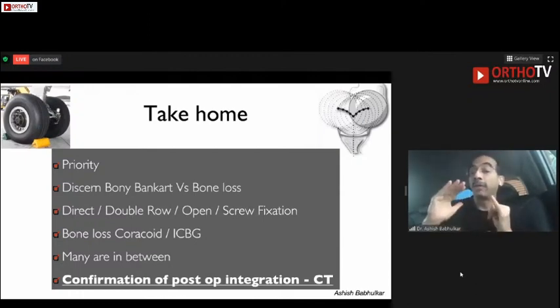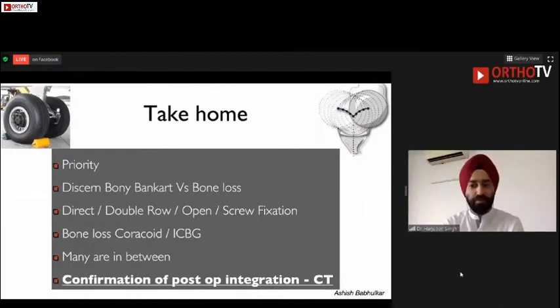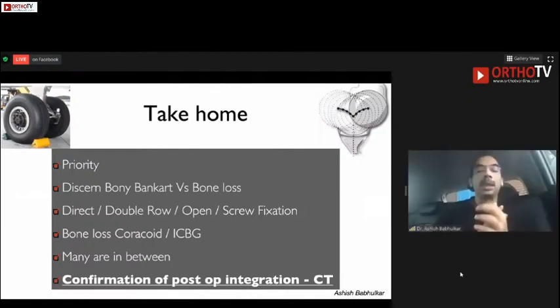So in take home, last slide, bony Bankart to me is a priority. I would treat them. My threshold for operating on them is much lower than a soft-tissue Bankart. You must be able to discern a bony Bankart versus a bone loss. Use whatever technique that suits your practice. It doesn't matter whether you do it open. I would say in my first 10 years of practice, I would do all my bony Bankarts open, because that was a much more robust way of doing it till I honed my skills. And for the bone loss, you could choose coracoid, ICBG, depending on your practice.